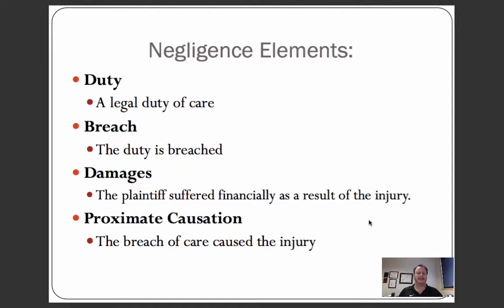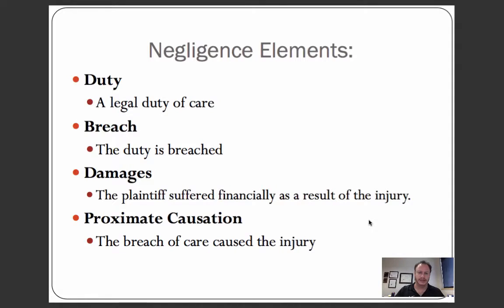And so the elements of negligence are duty, breach, damages, and proximate causation. The duty of care is established, and we'll talk about how that occurs. That individual breaches the duty of care that's been established, and that breach results in some sort of injury, and that injury would not have occurred but for the breach of the duty of care.